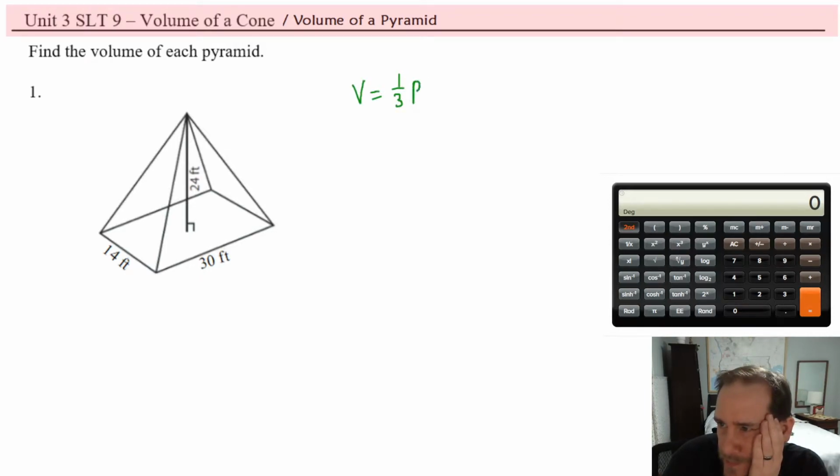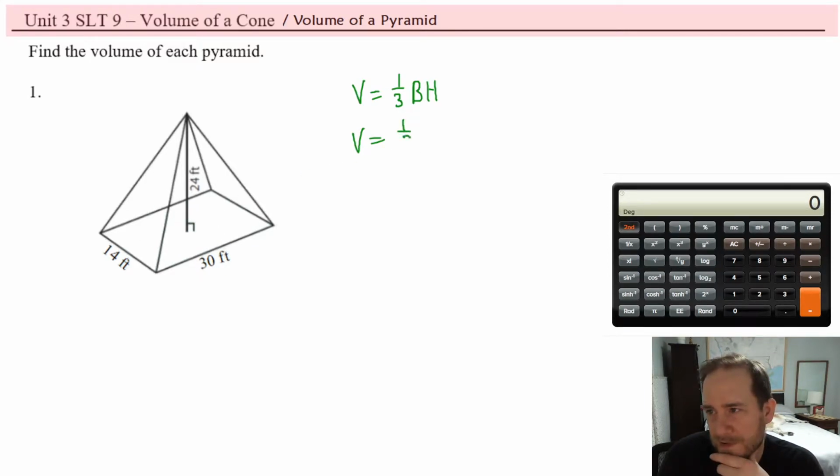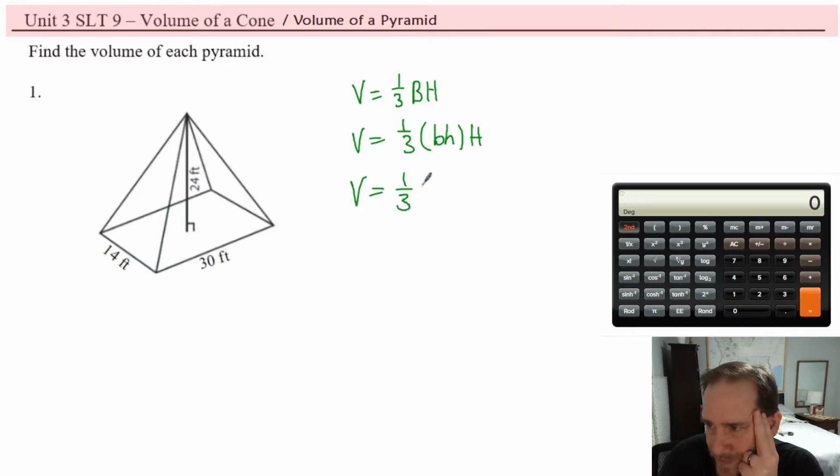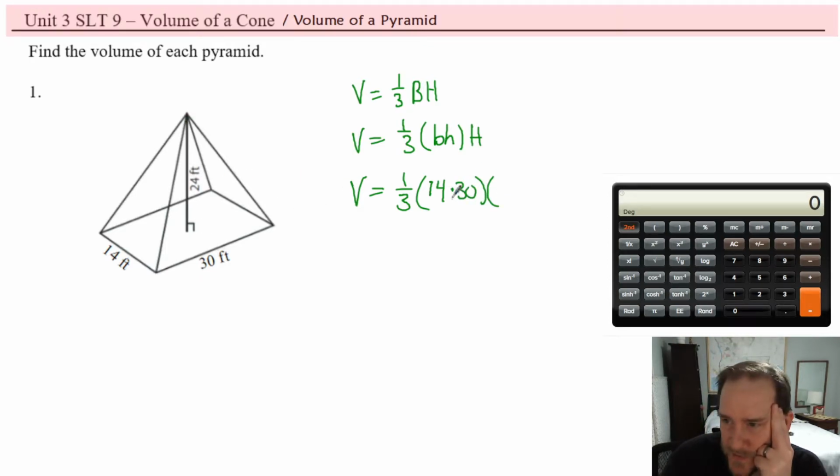So it's going to be 1/3 base height. Now we're back to bases that are not just circles all the time. Our bases can vary. This base happens to be a rectangle. So to find the area of our base, we need to do base times height, and then multiply by the height to find our volume. So we need to plug in. Our base is 14 by 30, so enter those values. And our height we can see is the 24.